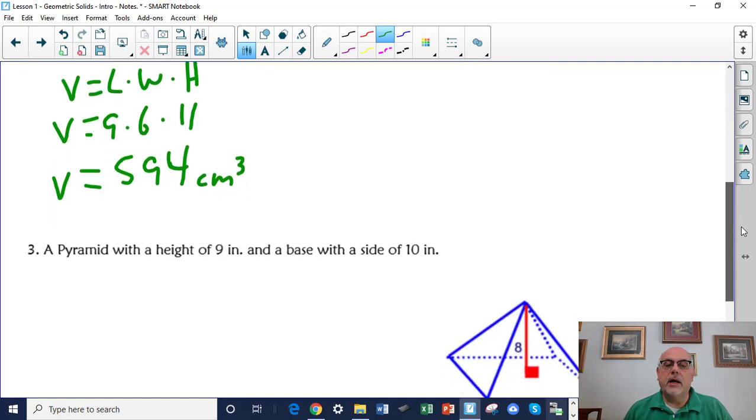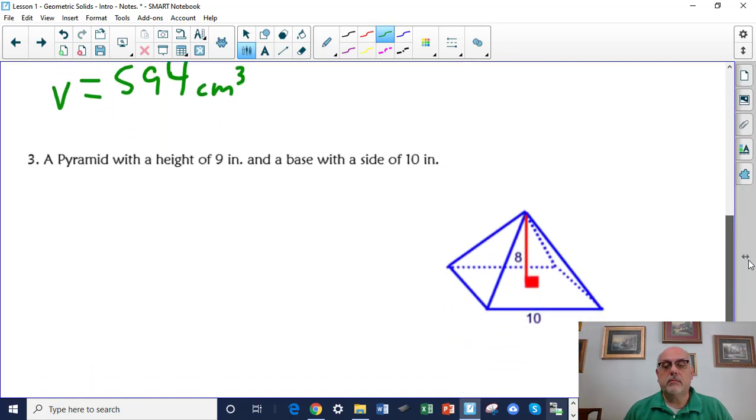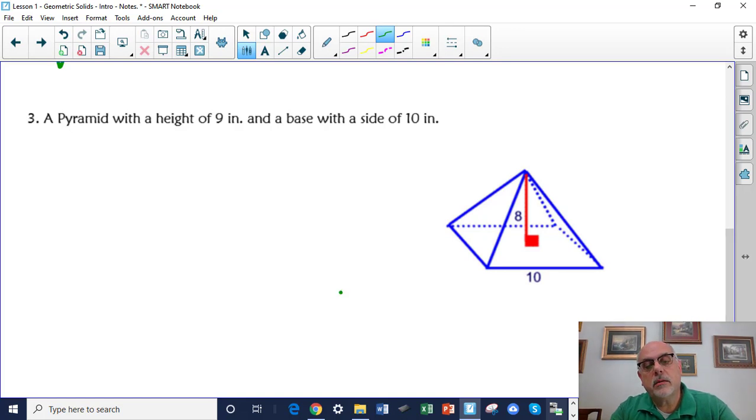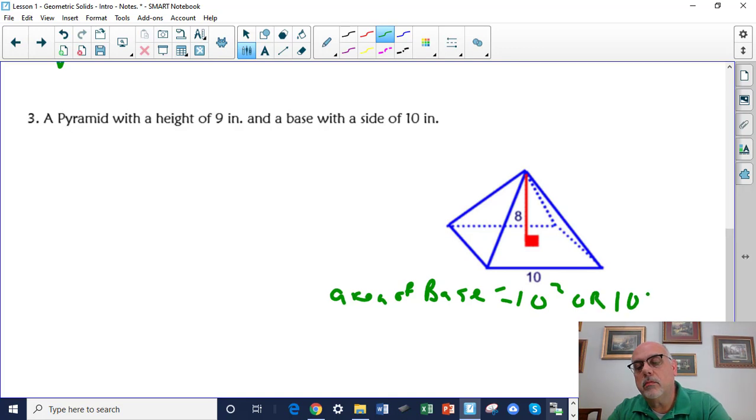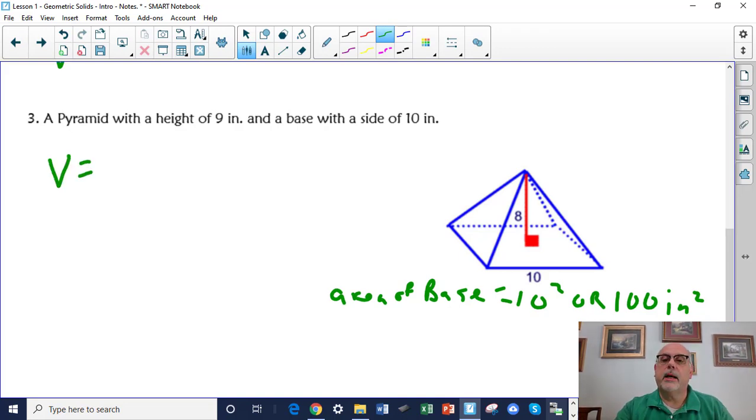Pyramid, height of 9 and a base with a side of 10. So the area of the base is 10 squared, or 100 square inches. Okay. Volume. Always start out by writing the formula out. Okay. I'll tell you why. On a free response test or quiz, if you write the formula out and you put the right numbers in and you get the wrong answer, that just means that you used the calculator wrong. Okay. Different kind of mistake.